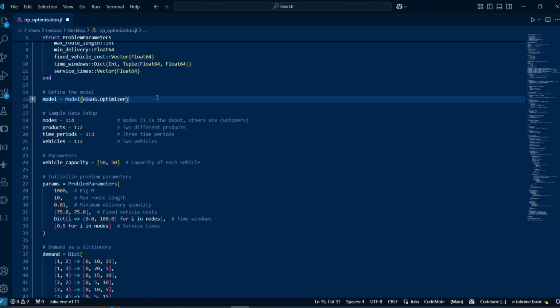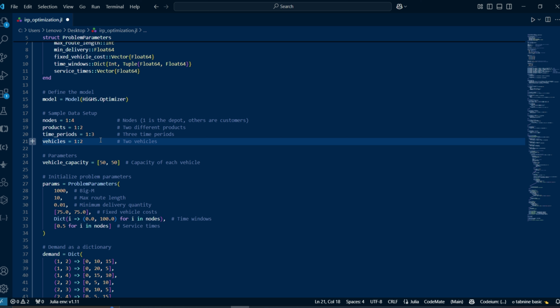After that, we initialize the optimization model using a HiGHS optimizer, which will solve the problem we construct. And we set up the basic data for our problem. Nodes represents all the locations in the network, where node 1 is the depot, while the other nodes are our customer locations. Products defines the two types of products that will be delivered. Time periods represents the planning horizon divided into 3 time periods. Vehicles refers to the 2 vehicles available for deliveries.